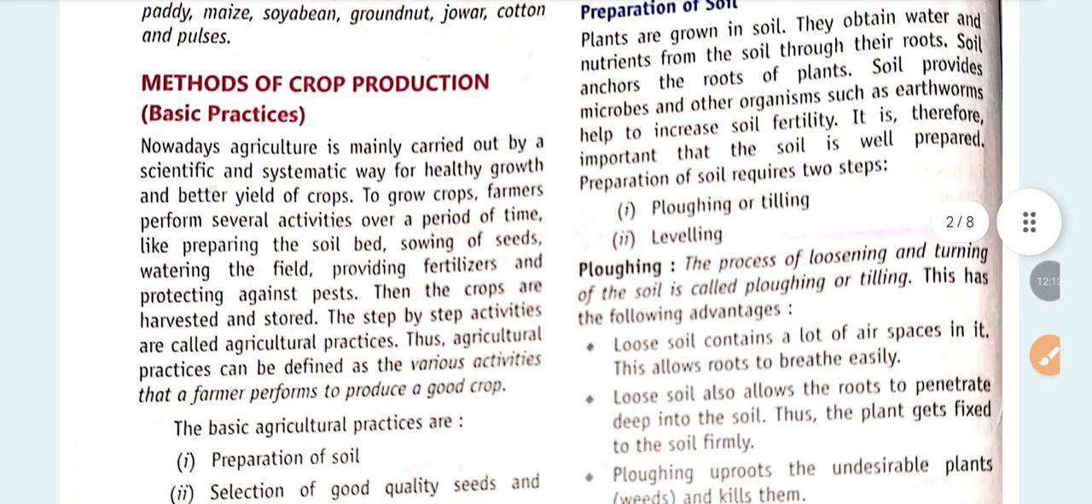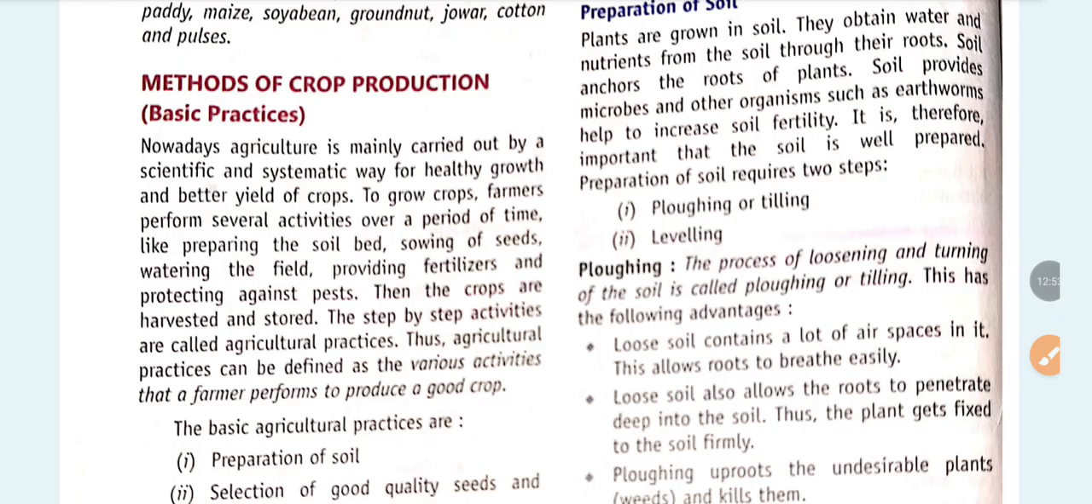Now here are some methods of crop production. There are some basic practices. Nowadays, agriculture is mainly carried out in a scientific and systematic way for healthy growth and better yield of crops. Why is it carried out in such a scientific and systematic way? The same reason: growing population. If it was done manually, like it was done before, it would not be able to feed the growing population.